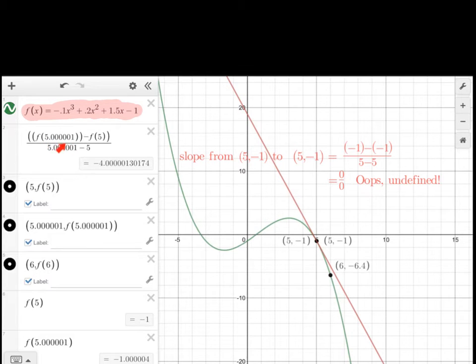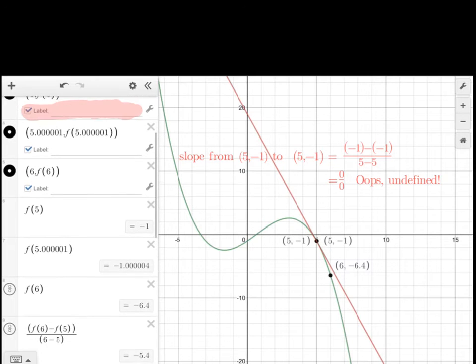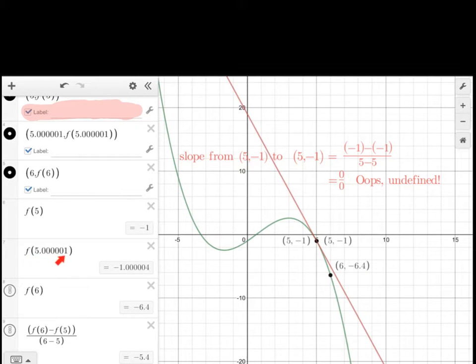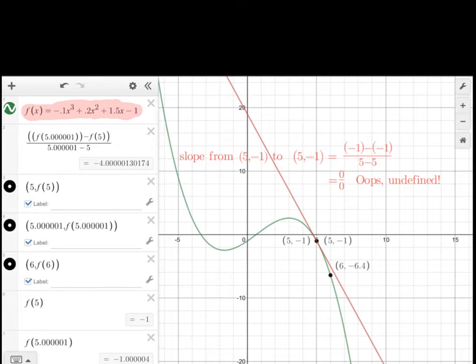Okay, so in this instance, we'll just use 5.000001 as our x value, and then f of 5.000001 will be the y value. Right? On the graph, it shows 5, negative 1, but if you look over here, f of 5.000001 is actually negative 1.000004. Right? So it's very close to negative 1. All right, well, when you plug it in and you do your delta y over delta x, you actually get a slope of negative 4.0000130174.